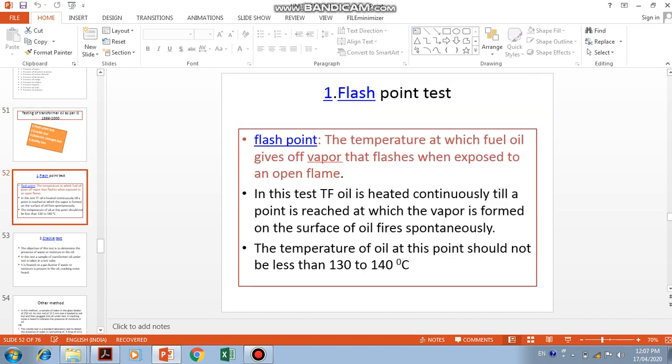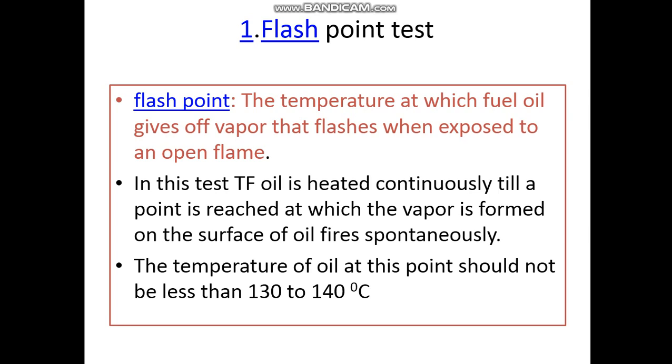Right, let us discuss first the flash point test. Flash point is nothing but the temperature at which the oil gives off vapor that flashes when exposed to an open flame. Means when we heat the transformer oil, vapor starts evaporating from the surface, and when the temperature increases further up to the ignition point and we give some flame near that vapor, it will catch fire, and that point is known as the fire point of the transformer.